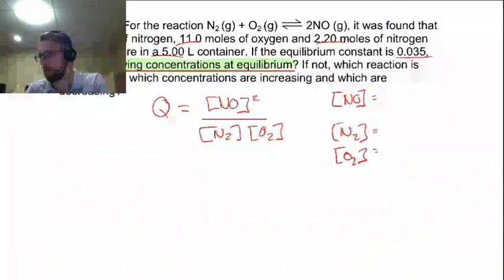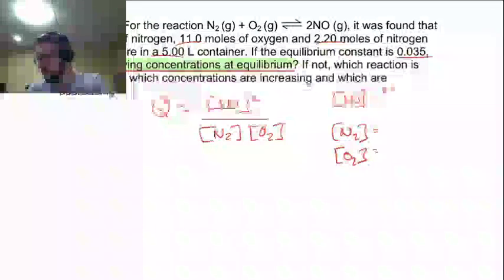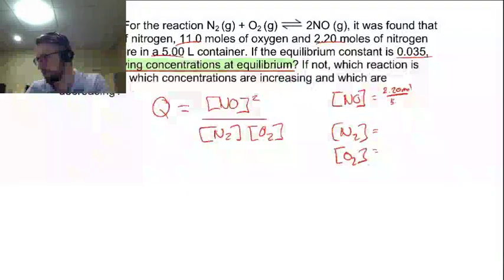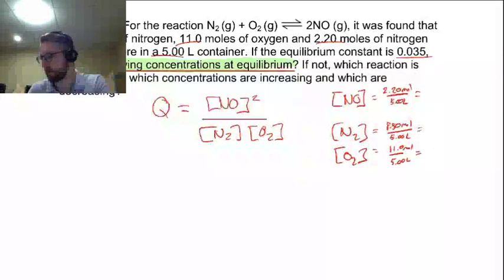Concentration of NO, nitrogen monoxide, in a 5-liter container is 2.20 moles divided by the volume, 5.00 liters. The oxygen is 11.0 moles over 5 liters. And the nitrogen gas is 8.50 moles divided by 5.00 liters. So let's do some calculations.